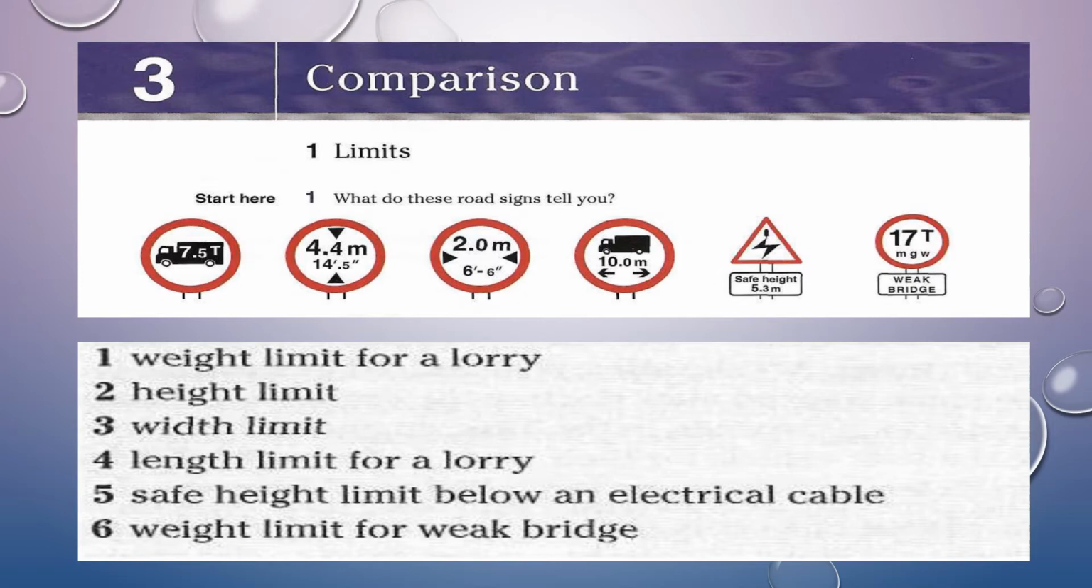And the last one means weight limit for a weak bridge. This is the weight limit. Should be no more than 17 tons. If the lorry is more than 17 tons, it's not allowed to pass over this bridge.